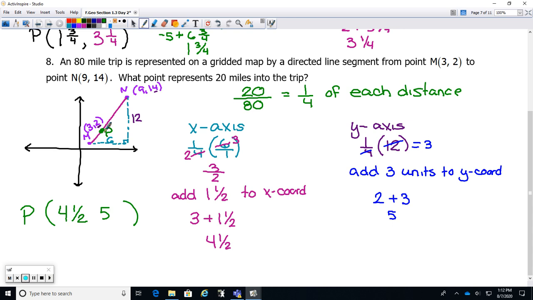So again, just take your time. Most importantly, find out what distance you want, and that's when you need to know what the total amount is. So even if they give it in ratio parts, add to find the total distance before you find the fraction. Okay, so we are now done with 1.3, day 2.